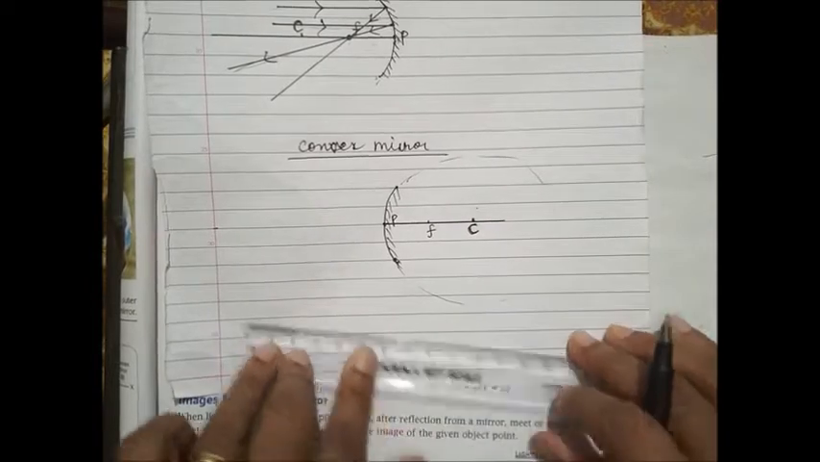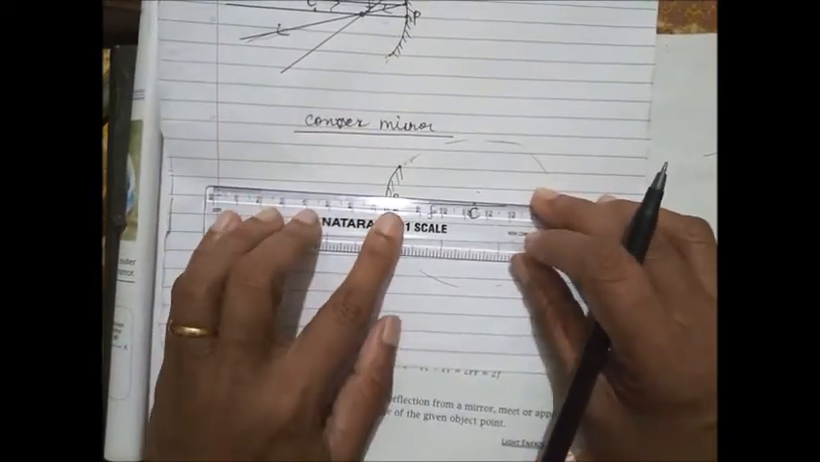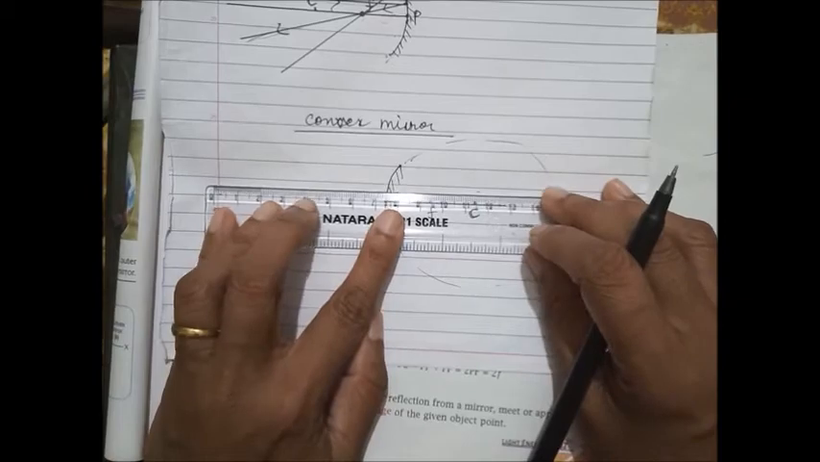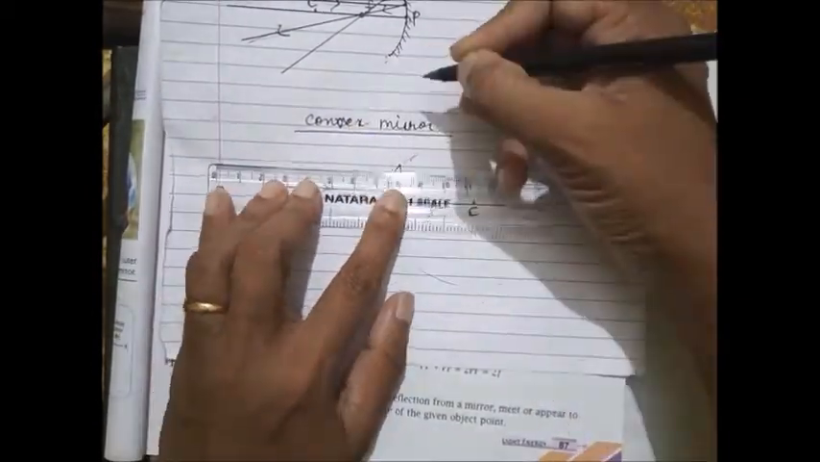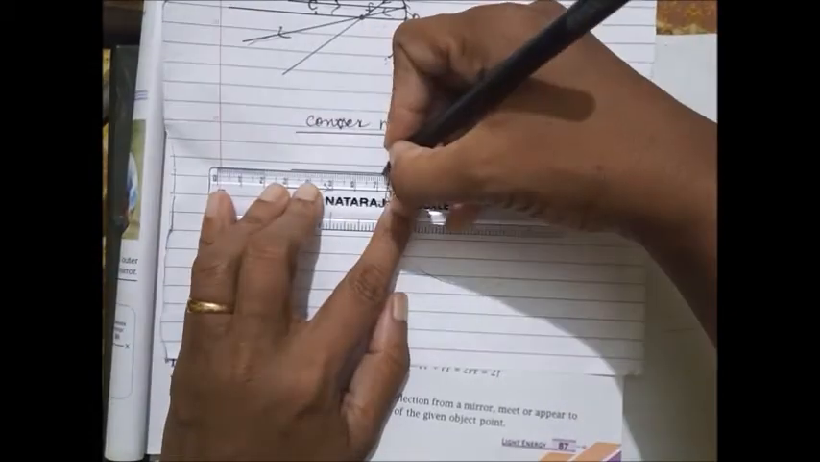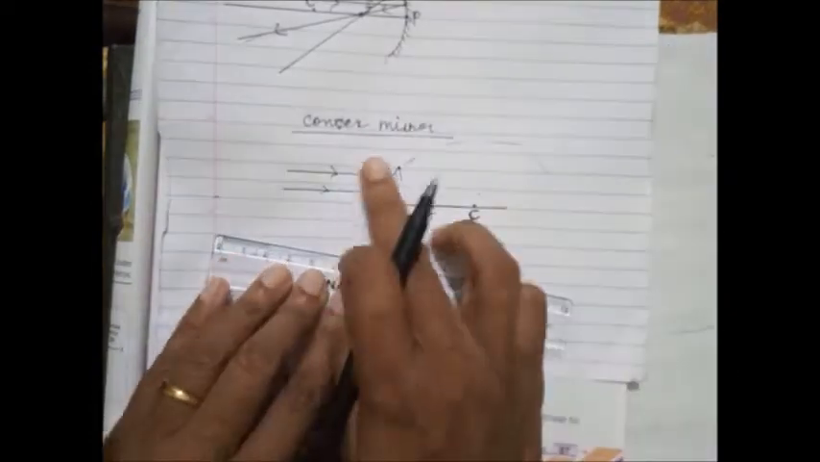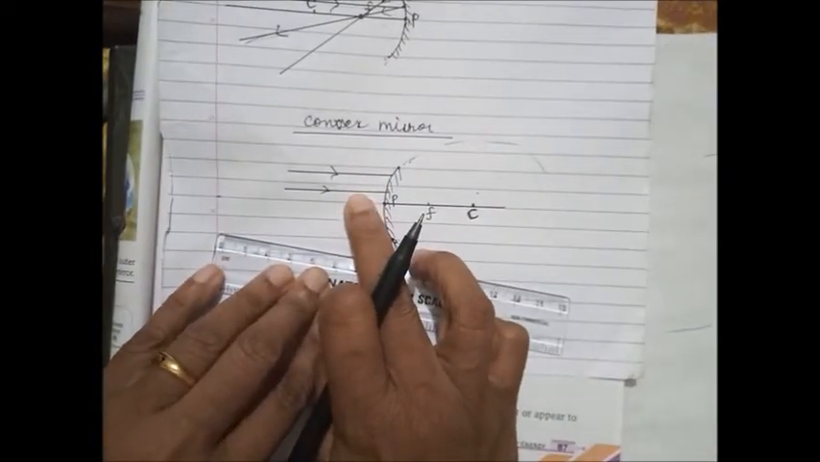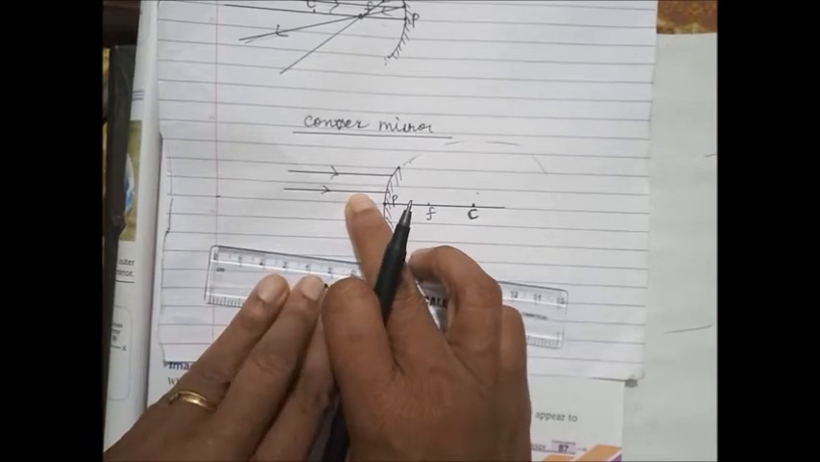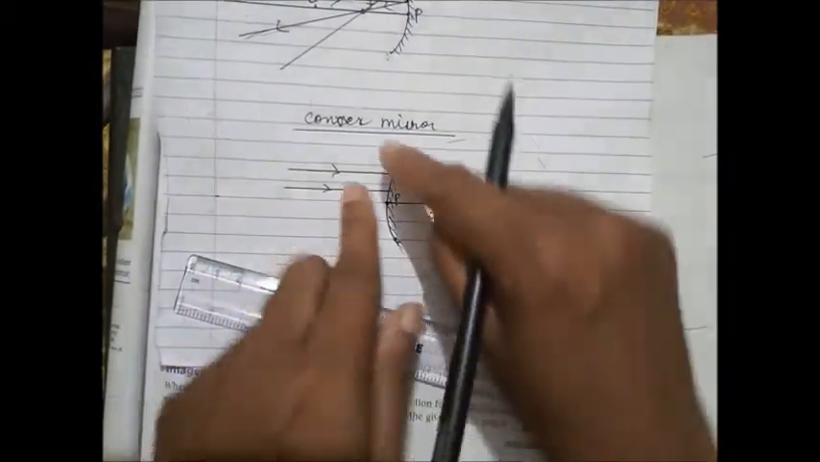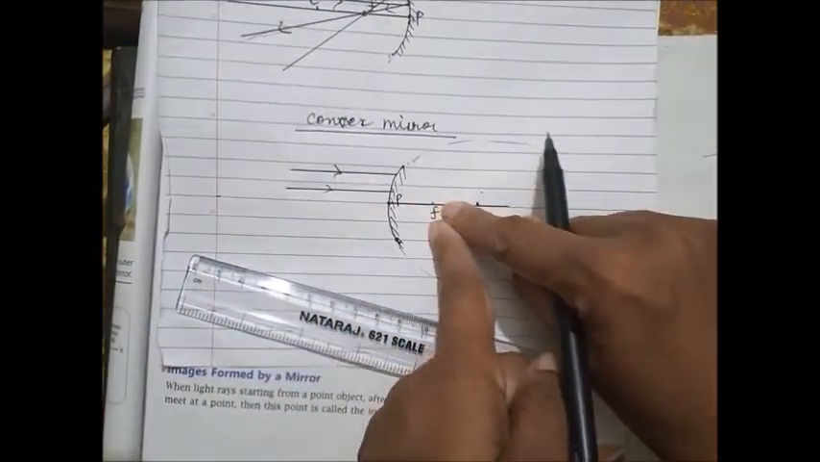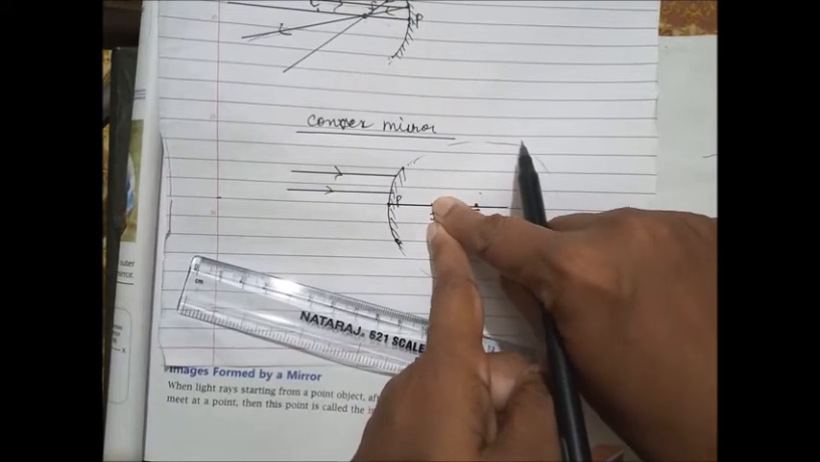Is it clear, children? After doing this, we are going to draw the incident rays. We are going to take 2 incident rays. This is the first incident ray and this is the second incident ray. Now, how will these rays be reflected? One will go like this, one will go like this. But when you extend them backward, they should meet at F.